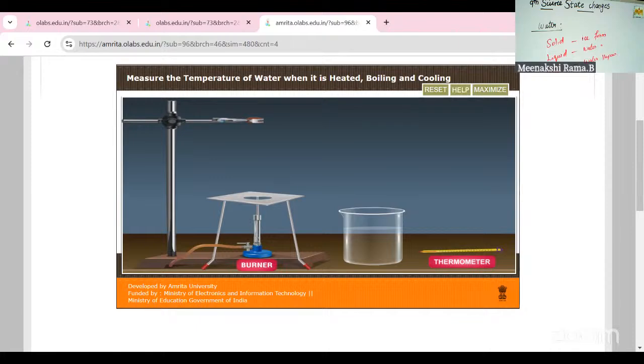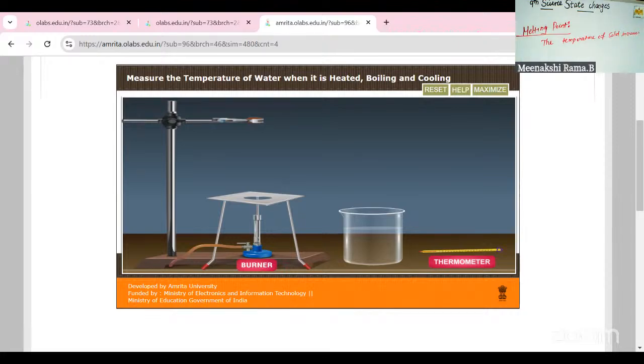When the temperature of the solid state increases, first we are going to learn how the solid state changes into the liquid state. This concept is called the melting point. So what is the melting point? The melting point is the temperature at which the solid, which is ice, is heated and its temperature increases.